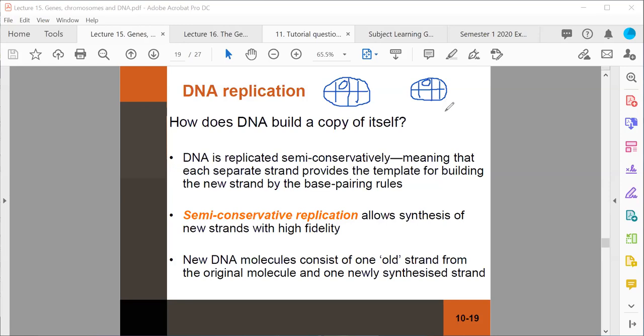But the most important process that each cell has to undergo before it divides into 2 new cells is to replicate its DNA. It needs to exactly replicate its DNA so that each of these new cells receives an exact copy of the DNA that was in that original cell.